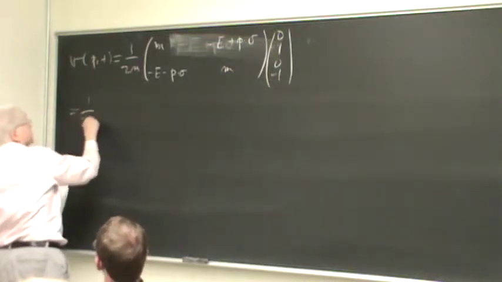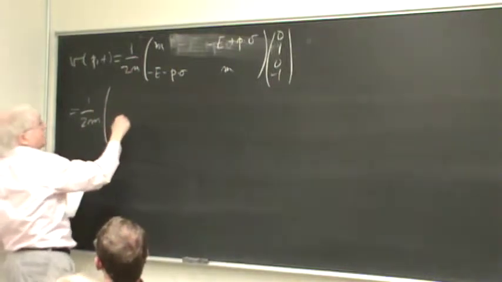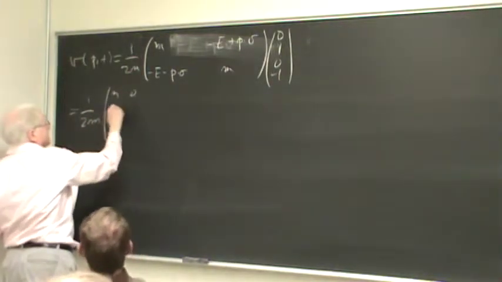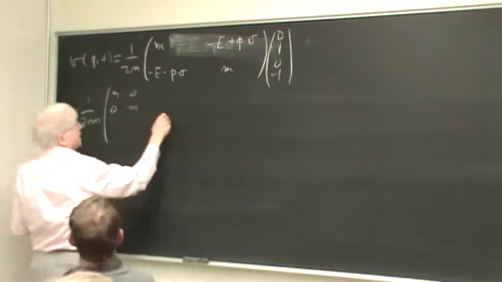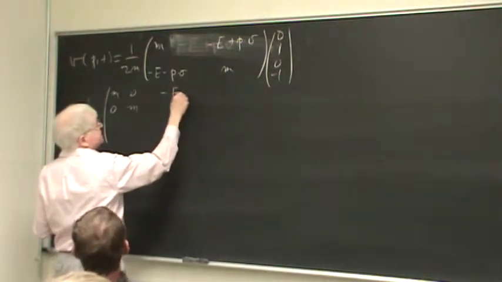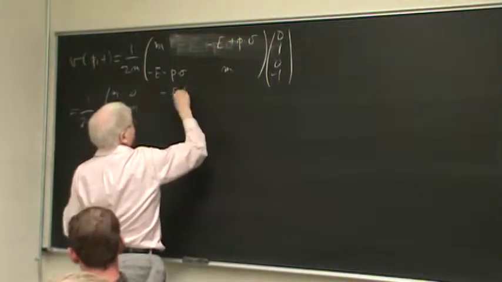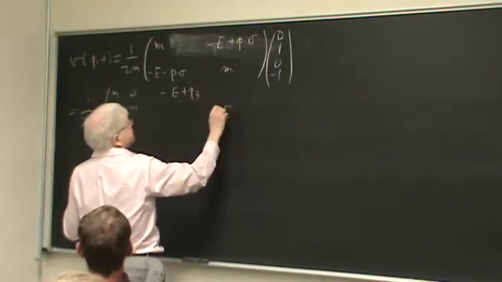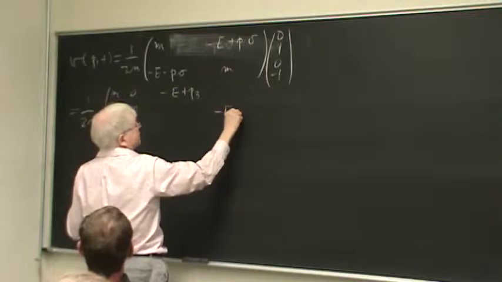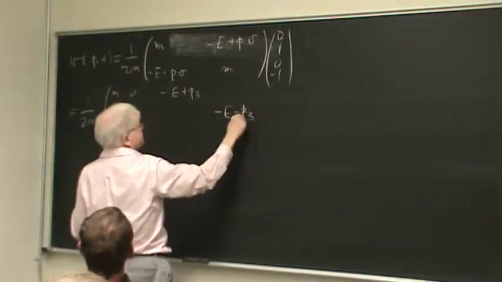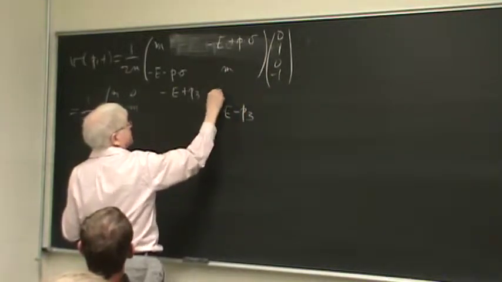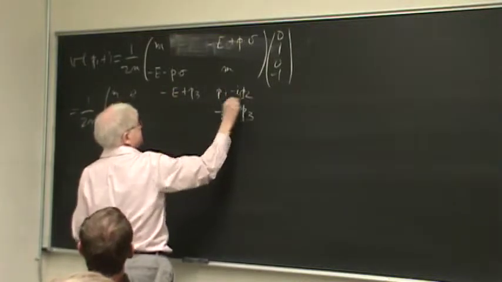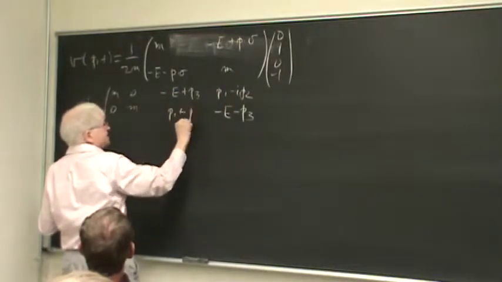It's going to be 1 over 2m, m, 0, 0, m, minus e, plus p3, minus e, minus p3, p1 minus i p2, p1 plus i p2.